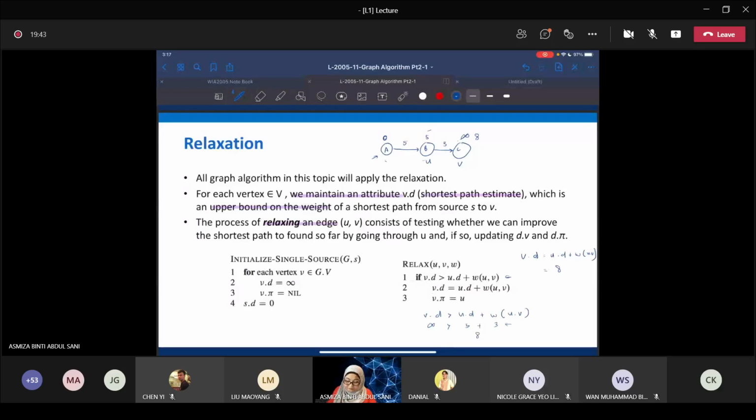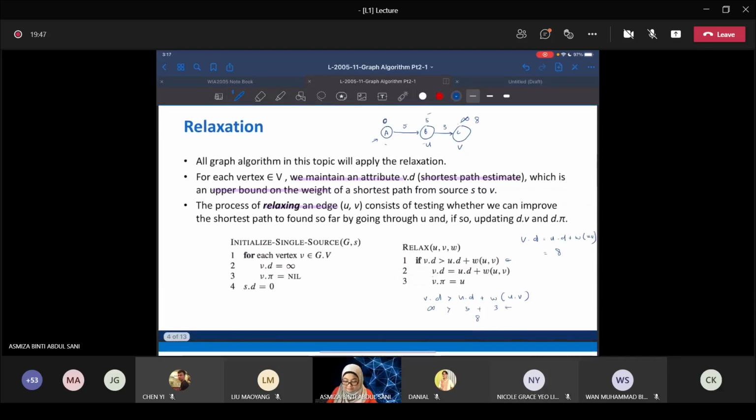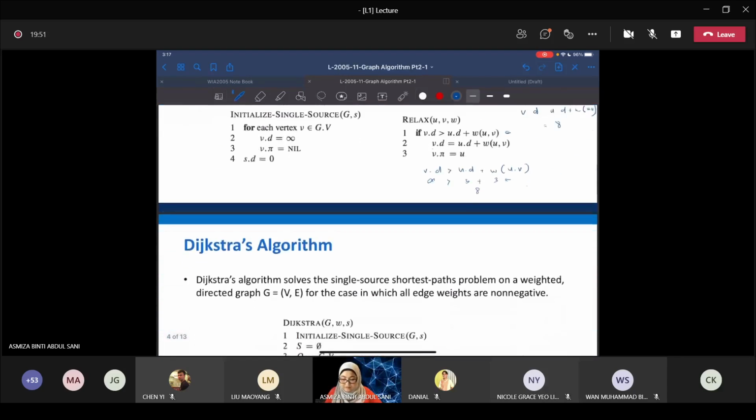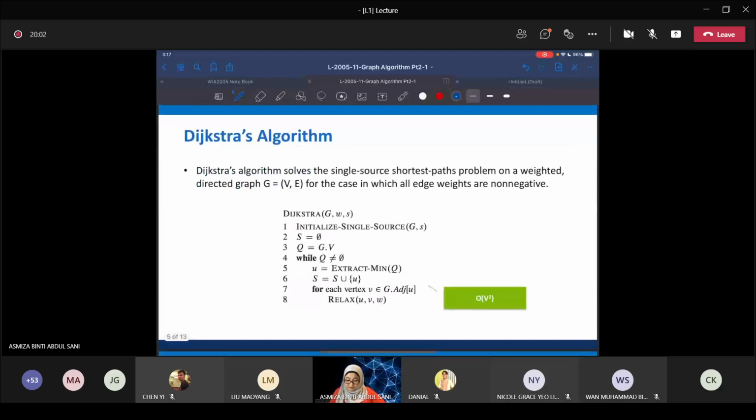All of you are okay with relaxation, right? Because the concept is going to be applied in all the three algorithms that we're going to see today. We're going to be looking at our first algorithm today, called the Dijkstra algorithm.